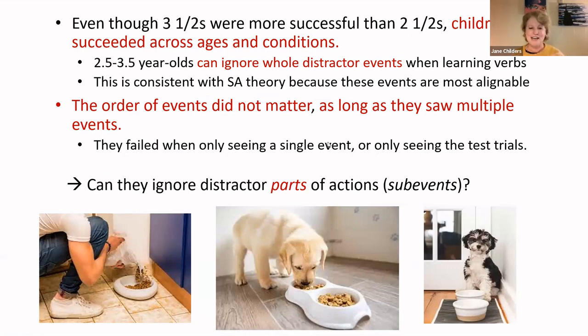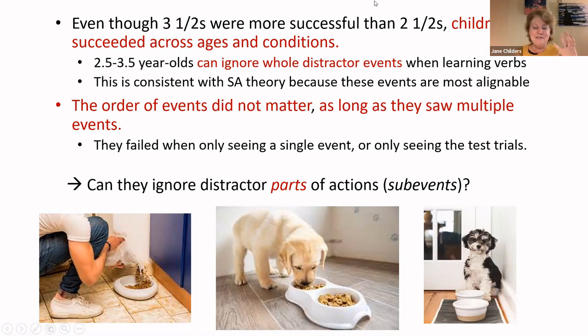The next question, and we're almost through, is to ask, what if events were flowing into each other and there were distractor parts of events? So when they're seeing the doggy eat and hearing eat, before that, they've seen this event where mom pours the food into the bowl. The doggy comes over and starts eating, and then doggy sits down and smiles at them.